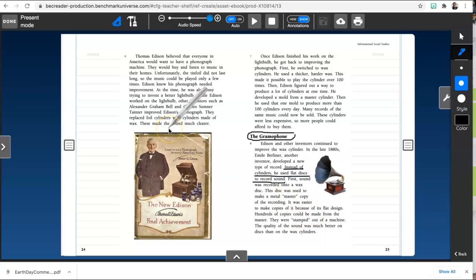Okay? Remember, look for connections. What happened with the phonograph? How was it built? And then how did they improve it when they made the gramophone.